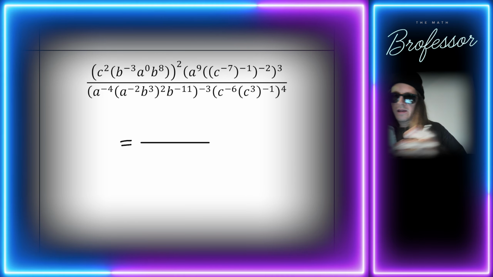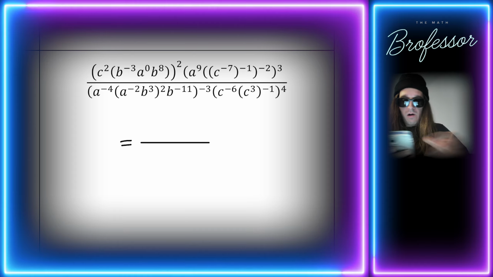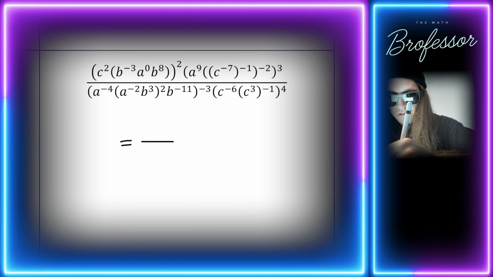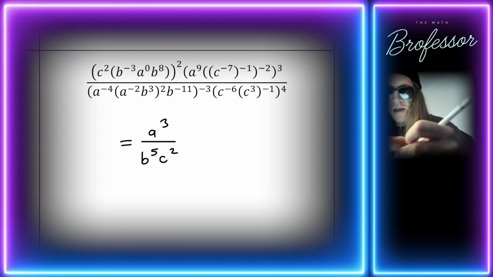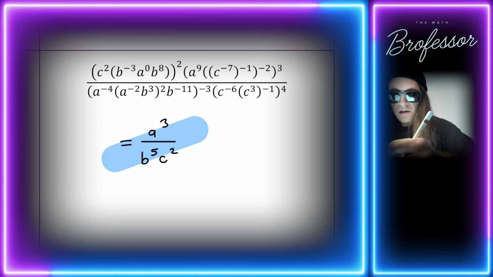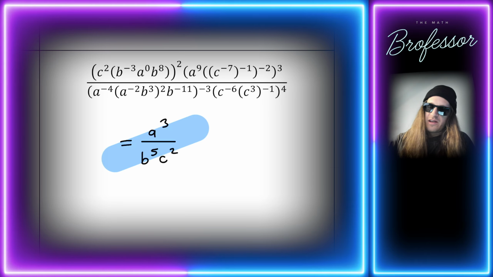We couldn't recognize your problem? Oh, weak. Oh, here we go. Okay, look. This whole thing simplifies to a cubed b to the 5th over c squared. You're never, ever going to be in a class that you have to do this much. This is just torture. This is pure torture, right? Okay. Good.